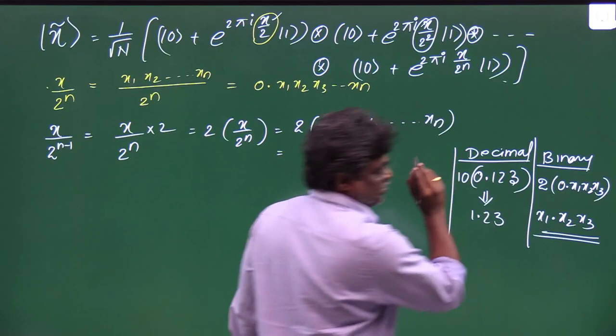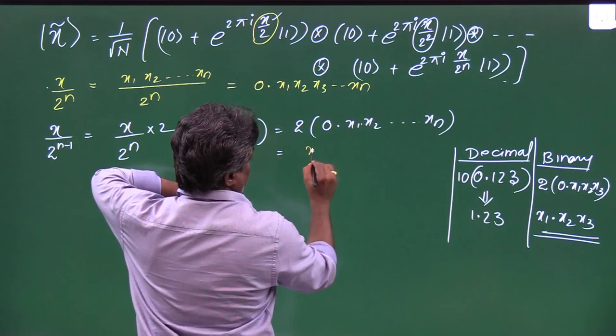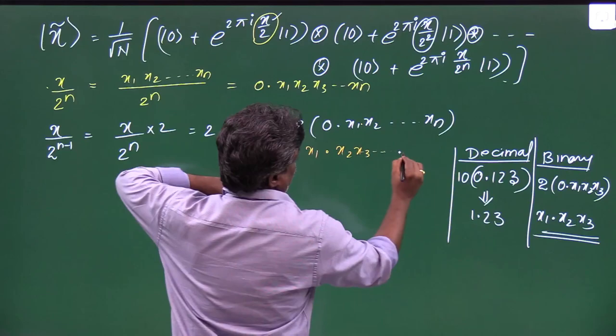So this is nothing but, once you multiply it with 2, the dot will shift by one place. That's why x1 dot x2 so on x3 so on xn. Is that clear, sir? Yes.